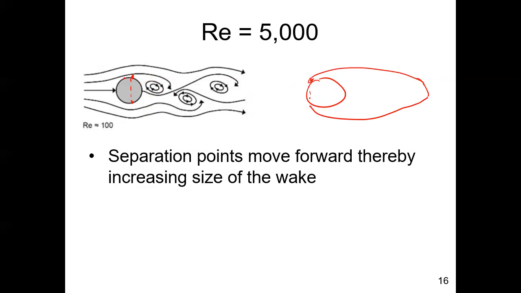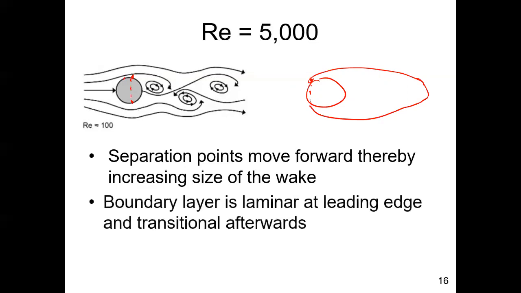So the points of separation have moved forward towards the leading edge. The drag zone is increasing. By having the separation points move forward, you increase the size of the wake. Increasing the size of the wake further exacerbates the pressure difference from front to back, and over a much larger area. So you're dramatically increasing drag force, form drag force.